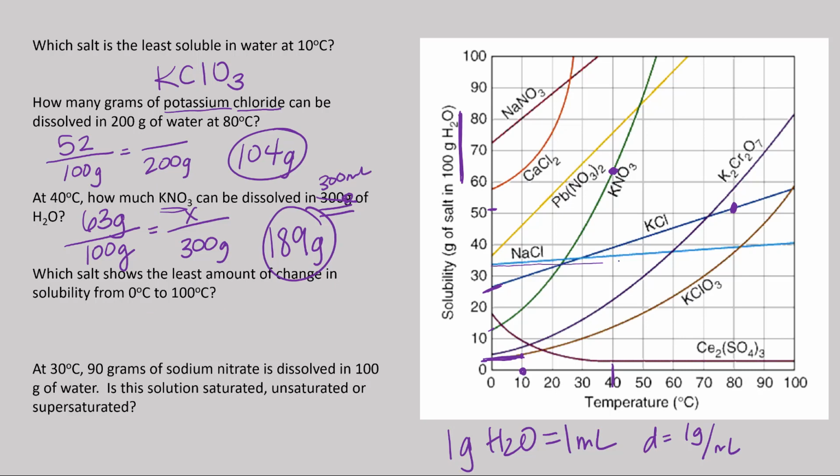All right, which salt shows the least amount of change in solution from 0 to 100? So this is the least amount of change. The slope is the smallest, right? Slope is change. And so that would be sodium chloride.